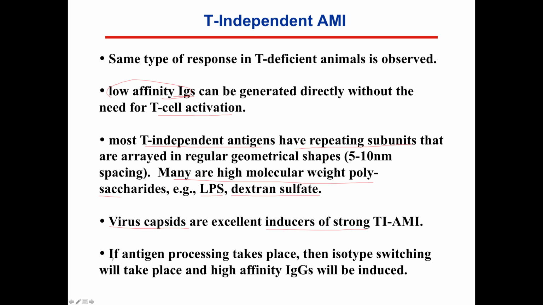And if antigen processing takes place during this process, then isotype switching will take place, and high affinity antibodies can be induced by the mechanisms that we've shown before. So it's turned out that this is maybe a primordial way of initiating an immune response. It appears to be quite ancient, as we know more and more about simpler forms of life. It seems to be a much more ancient mechanism. It may be one of the beginning ways in which the immune response was generated.